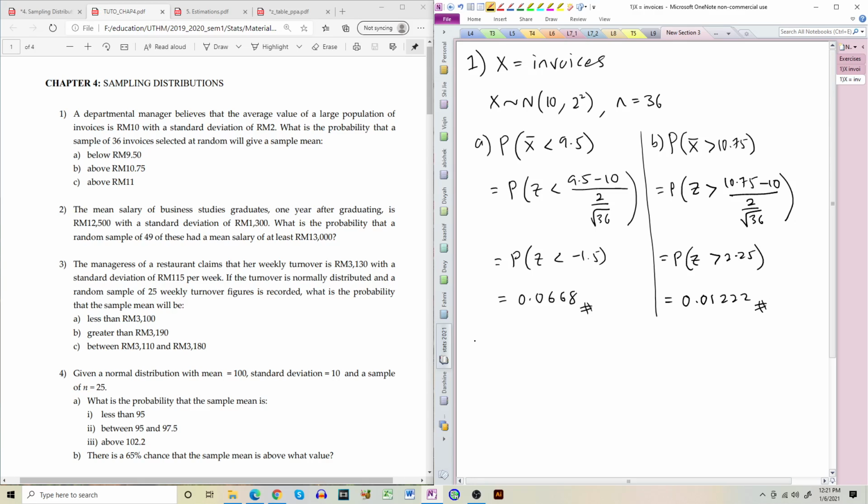Now C. Above 11. And this one should give you 0.00135. Alright, that's how you do the first question.